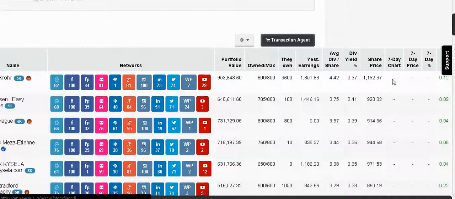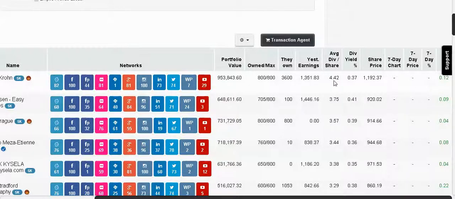Unfortunately, there used to be 7-day charts, 7-day price data, 7-day percent, and there's also 30-day information as well. But for whatever reason, it doesn't display in the software anymore, which truly makes me sad because that was a much better snapshot of this over here. Because this is just today. This is the share price increase within the last whatever time period. I'm not sure, I guess it's like a day, 24 hours or whatever.